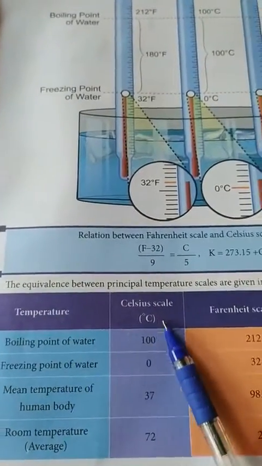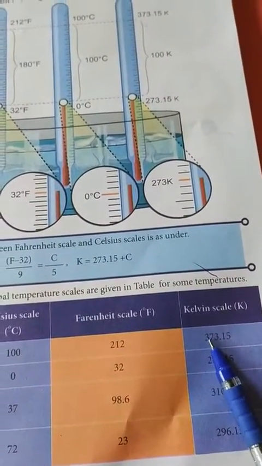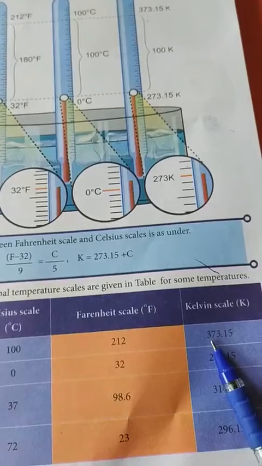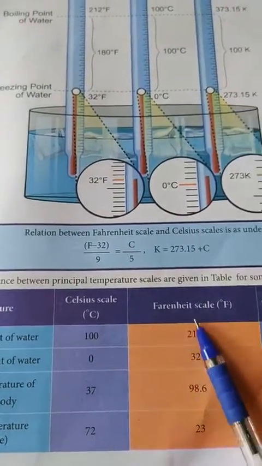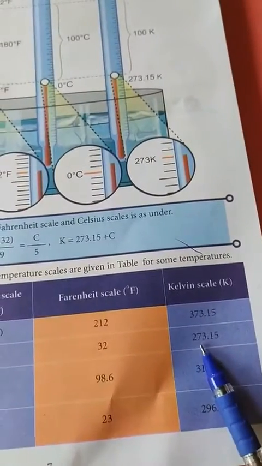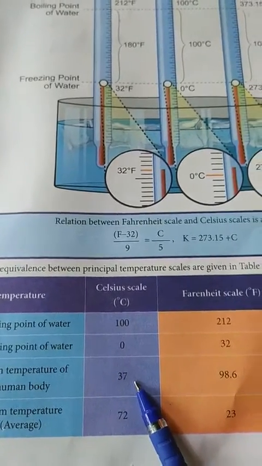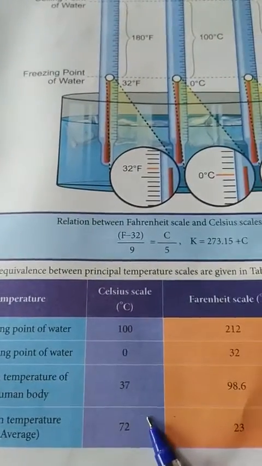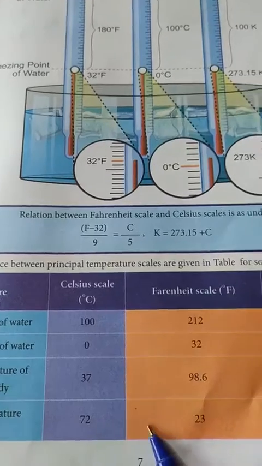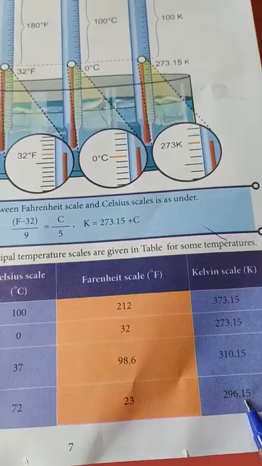Boiling point of water: in Celsius scale 100, in Fahrenheit scale 212, in Kelvin scale 373.15 Kelvin. Freezing point: Celsius scale 0, Fahrenheit scale 32, Kelvin scale 273.15. Mean temperature of human body: in Celsius scale 37 degrees centigrade, in Fahrenheit 98.6, in Kelvin 310.15. Room temperature, average: Celsius scale 72 degrees Celsius centigrade, Fahrenheit 23, in Kelvin 296.15. Okay.